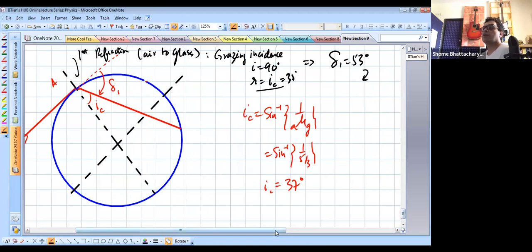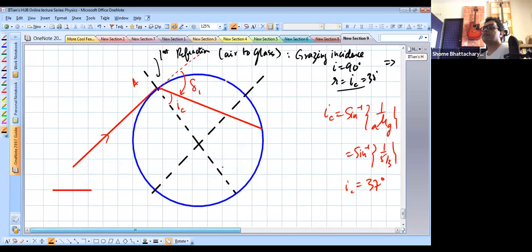Okay. Now let's see the second event. Now the second event is happening over here. So if we now draw another normal at this point like this, and also just to help us out.